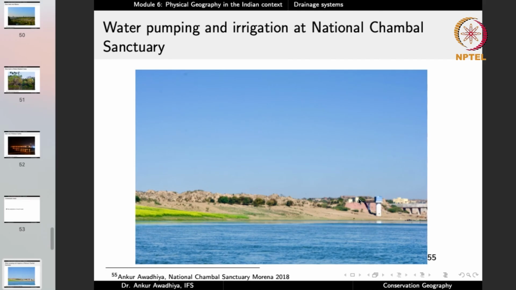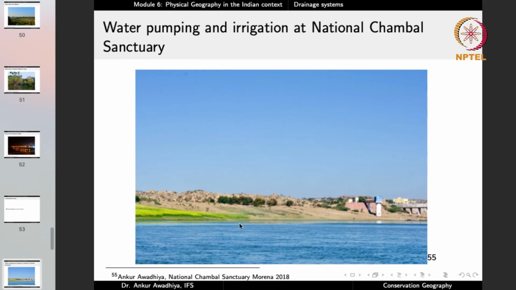observe that there is a pump house. Now this pump house takes the water of the Chambal river and delivers it to very far off areas such as the Bharatpur district or the Dholpur district of Rajasthan. Now when you have a large amount of water that is getting removed from this river, then where will the organisms that live in the river go?